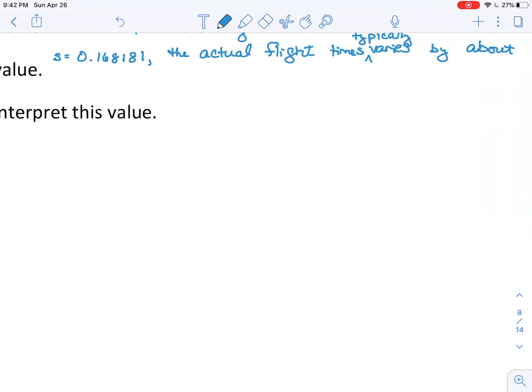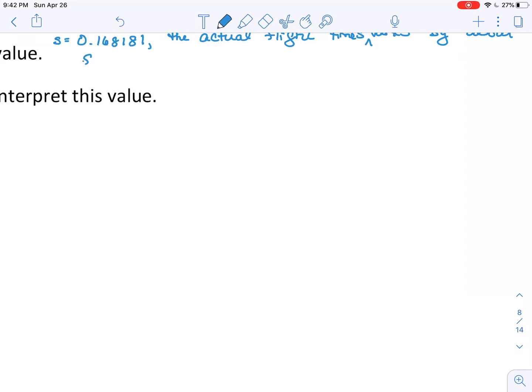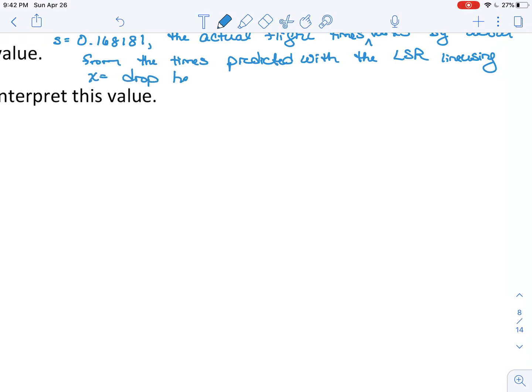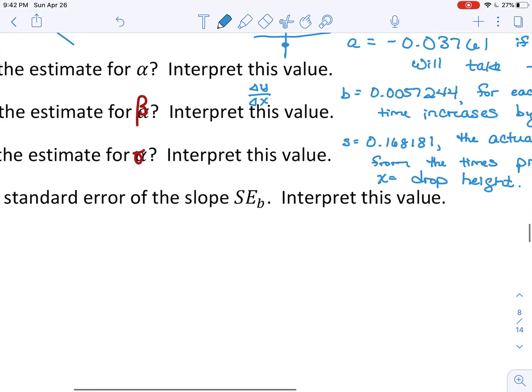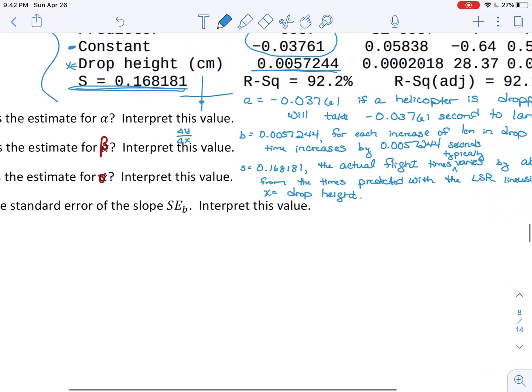And when we talk about the standard deviation of the residuals, we're talking about how far it varies, not from the mean, but how far it varies from what we are predicting it to be. So, what did I just write? That many seconds from what we predict from our regression equation. And I'm just putting in context this particular least squares regression where I've defined the x value as our drop height.